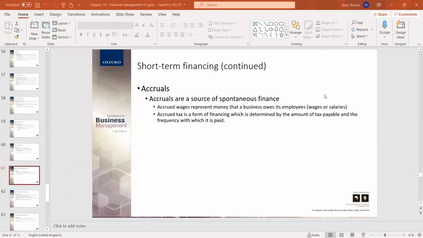So accruals is also a spontaneous finance. Now, accrued wages basically represent money that a business owes its employees. Accrued tax is a form of financing which is determined by the amount of tax payable and the frequency with which it is paid.